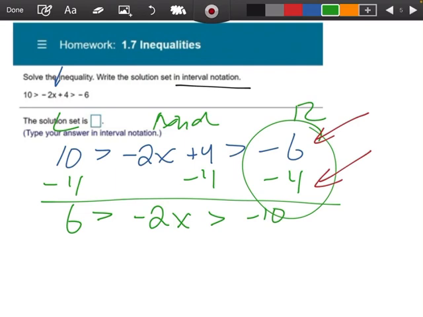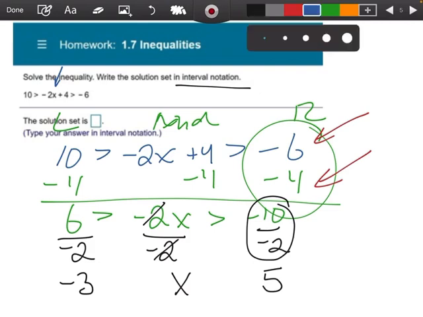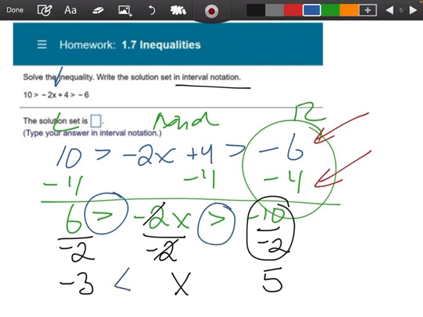Again, we're trying to get the x by itself, so we need to divide by the number in front of the x. Well, the number in front of the x is a negative 2. So I'm dividing by negative 2 all the way across. Now, let's go slowly. So 6 divided by negative 2 is a negative 3. These are going to cancel. That's going to give me an x. A negative 10 divided by a negative 2 is a positive 5. Now the other thing is, when we divide by a negative, our inequality signs are going to reverse. So instead of it being bigger than, now it's going to be smaller than. So we end up with negative 3 is smaller than x, which is smaller than 5.